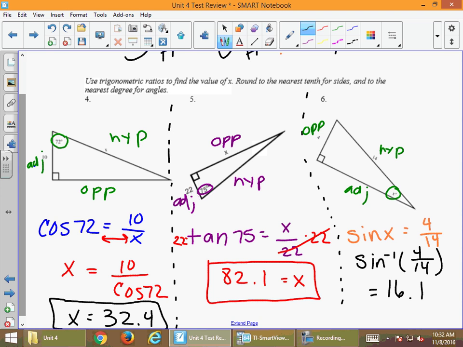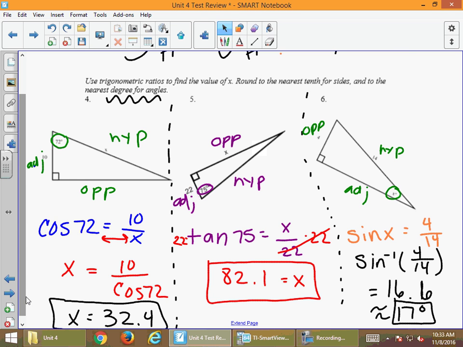16.6. I mean, don't check how close it is. It said go round to the nearest degree. That means whole number, so this would actually be what? 17. Right, so that angle right there is 17 degrees. Questions over that? And very similar ones on your test tomorrow.